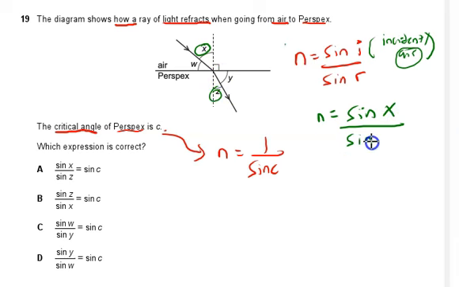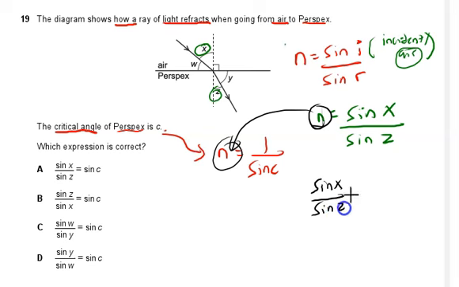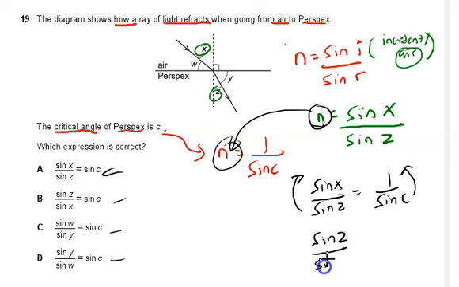So when we make it equal, this one equals to this one, sine X over sine Z equals 1 over sine C. So if you notice the answer here, everything we will have is a sine C. So we just have to invert this, upside down. So you have sine Z over sine X equals sine C. So this is your answer. So your best answer here will be B.